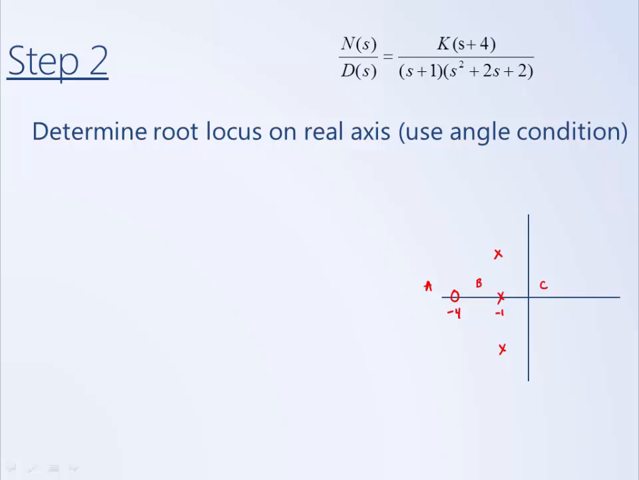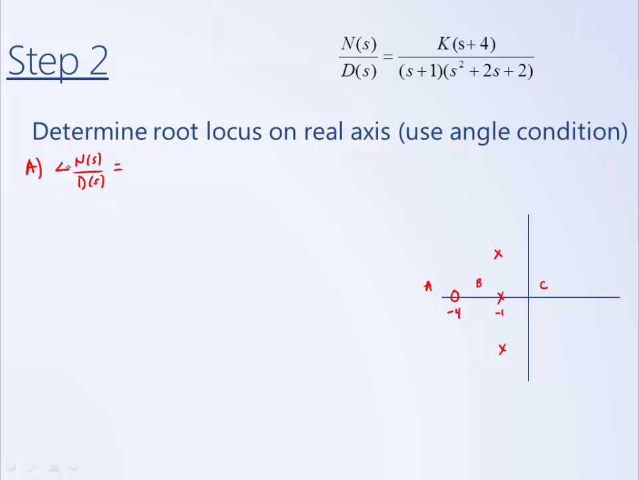We want to test each of these 3 regions by picking a point in each of those regions and testing whether or not they satisfy the angle condition. Because we know that any value of s that's on our root locus, that is a closed loop pole location for some value of k between 0 and infinity, must satisfy both the angle condition and the magnitude condition. So for region A, we know that the angle of this complex number, when we pick some value of s and plug it into the open loop transfer function, must equal -180 or some multiple of -180.